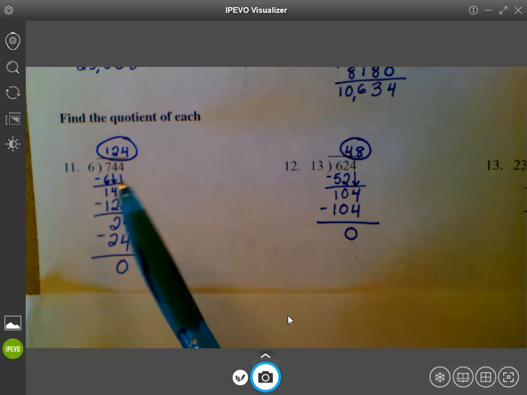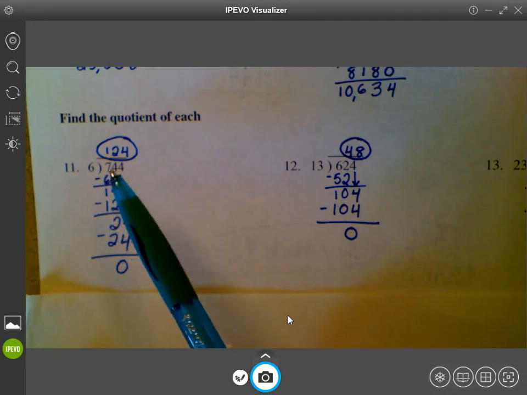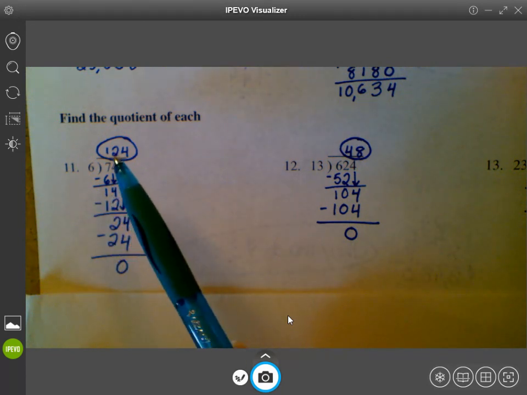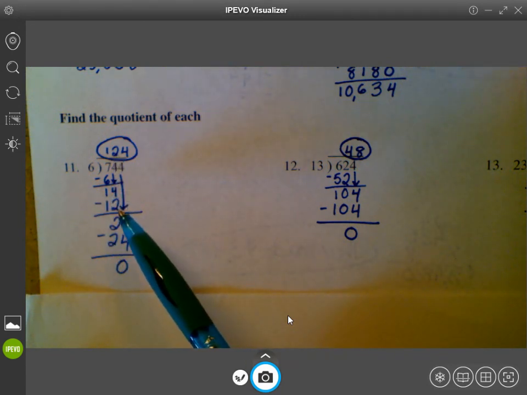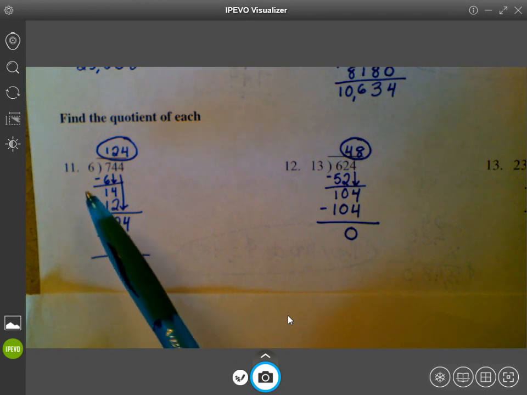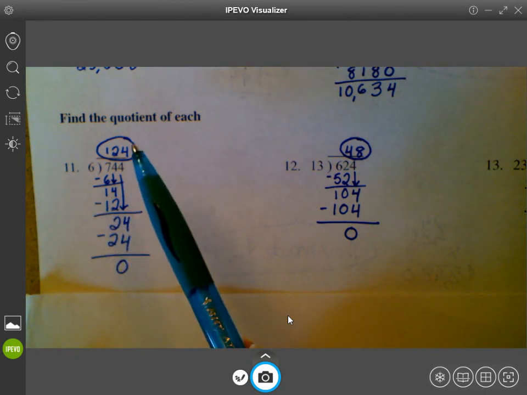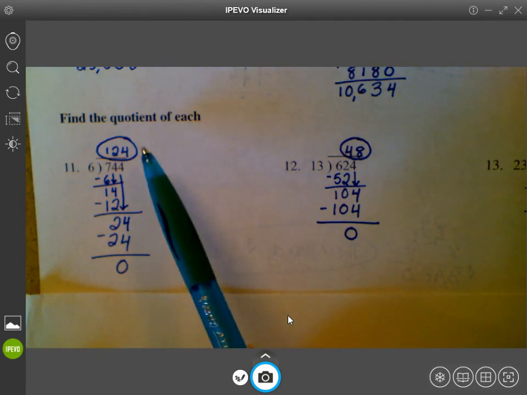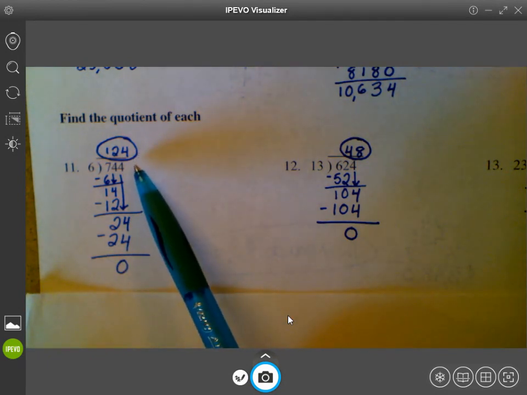So the steps to get there, we did 7 minus 6, ended up with 1, brought down our 4 for 14. 6 goes into 14 2 times, so then we would subtract 12 from 14, wind up with 2, bring down that last 4 for 24. 6 evenly goes into 24 4 times, so then 24 minus 24 gets us 0, and we wind up with 124 as our final answer.